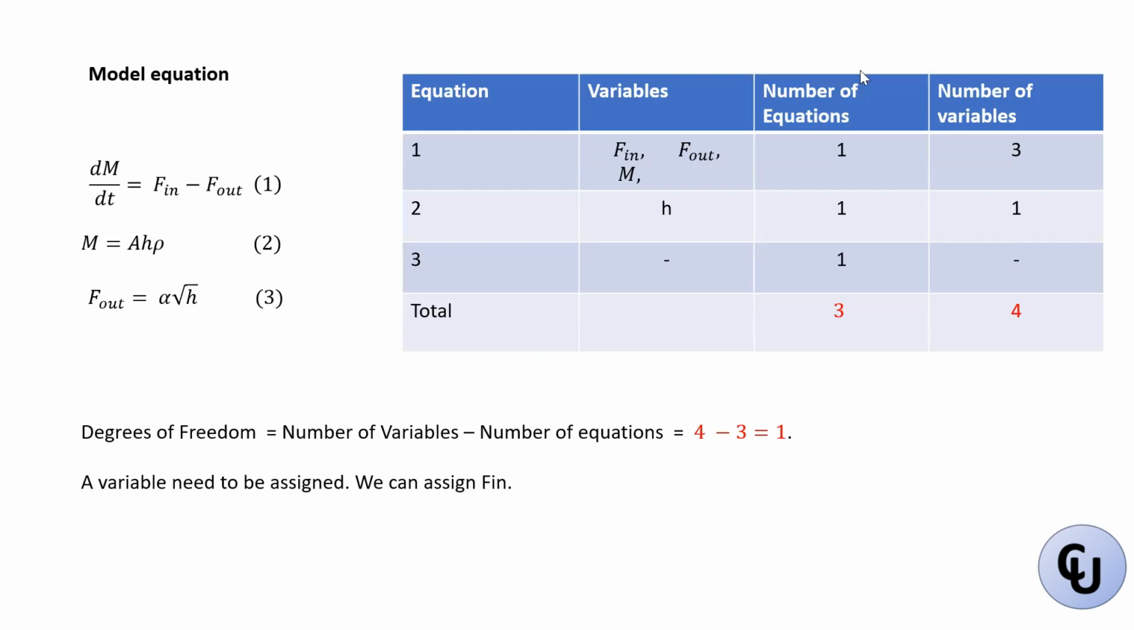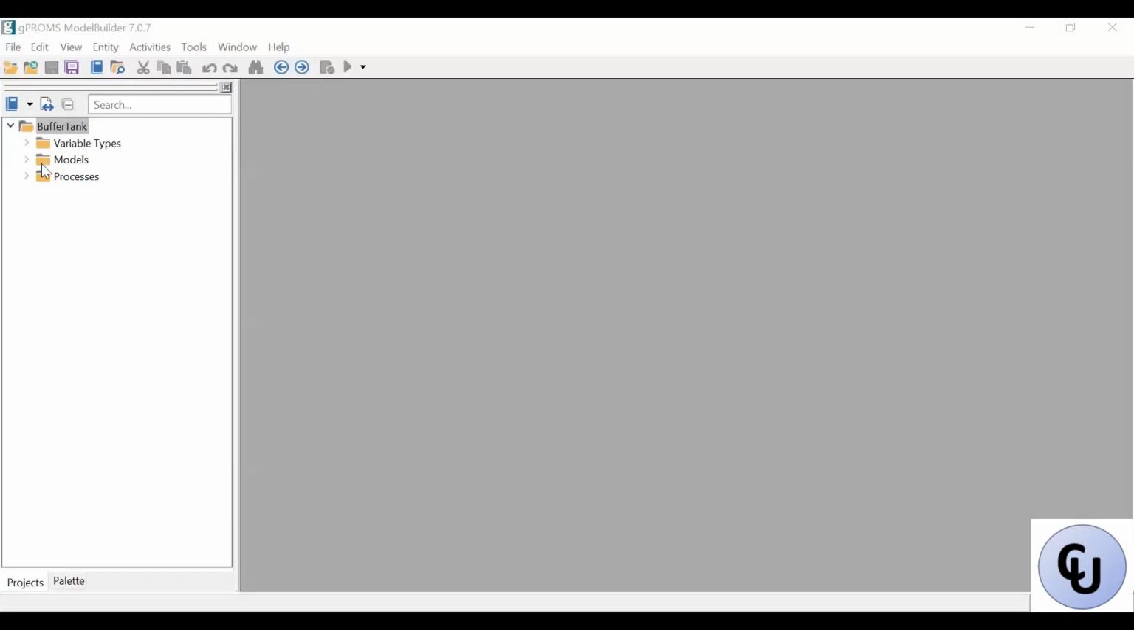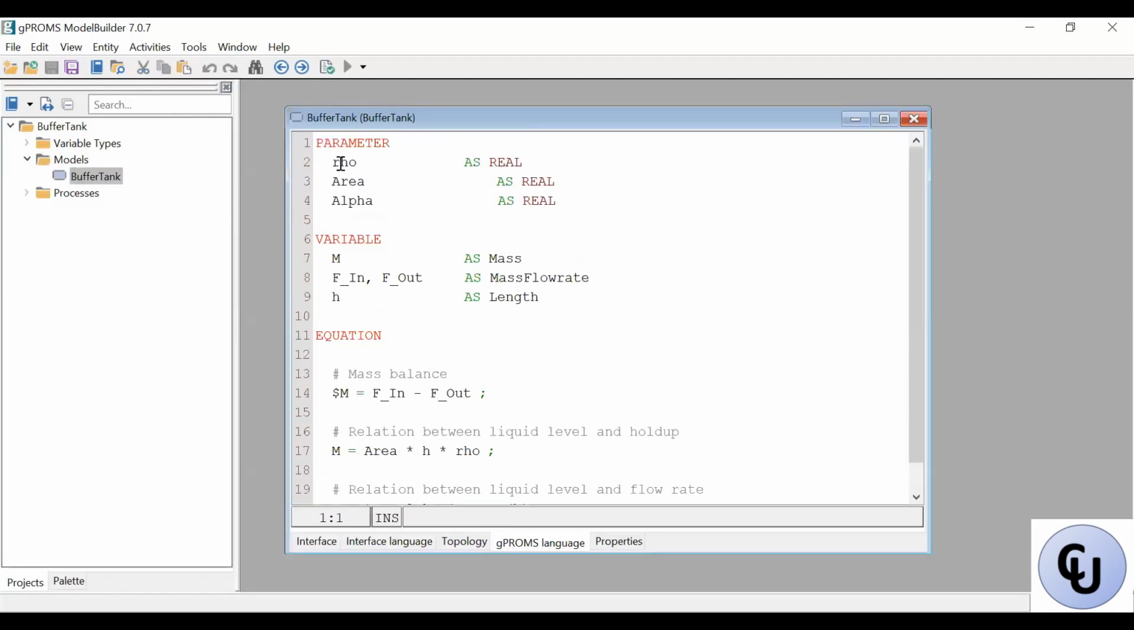Now let's see how we can implement this model in gPROMS. Here is the buffer tank model. I already created the variable types: length, mass, and mass flow rate. So the model, the buffer tank model, is very expanded. I declare the parameters: density, area, and alpha, which is the valve constant. And I have the variable M, the hold up. F in is the inlet flow, F out is the outlet flow, and H is the height. And these are connected to the various variable types.